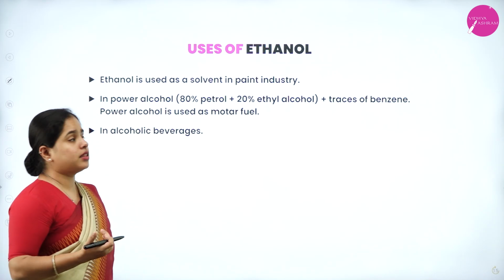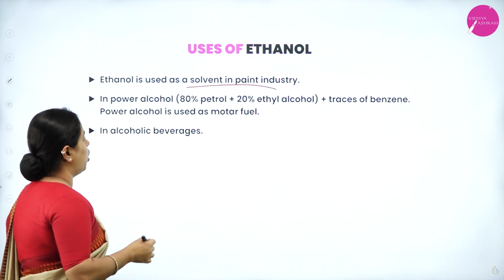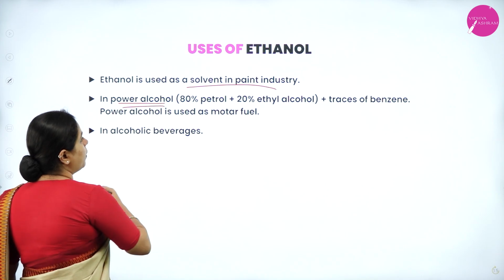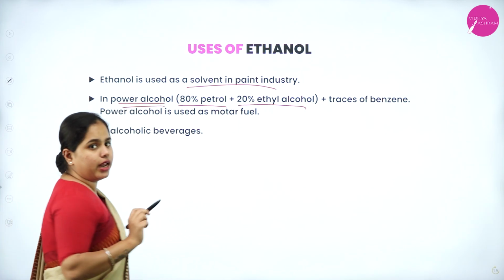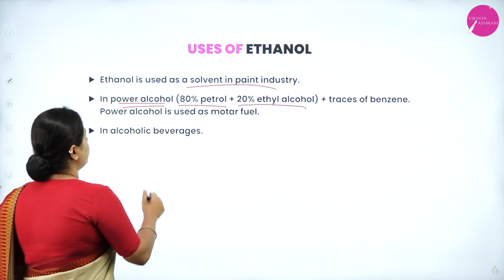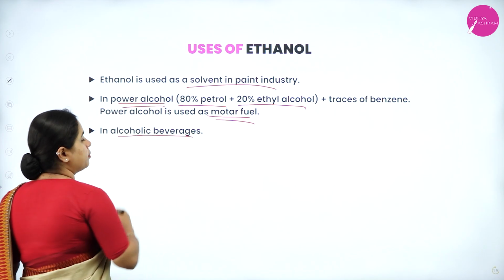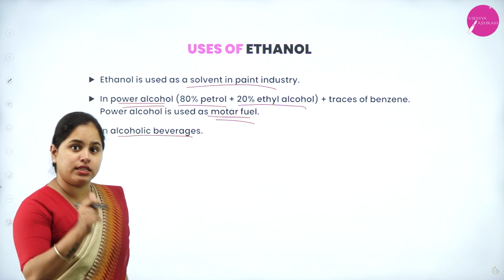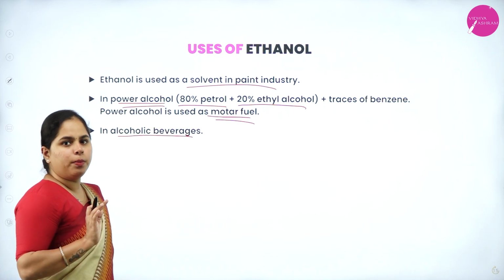Now, the next one is ethanol. Ethanol is used as a solvent in the paint industry. In power alcohol, okay, what is power alcohol? Power alcohol means 80% petrol and 20% ethyl alcohol. Ethyl alcohol means ethanol itself plus traces of benzene. Power alcohol is used as a motor fuel, right? And in alcoholic beverages also, it is not methanol, it is ethanol which is present in the beverages, okay? So, I hope this is clear.